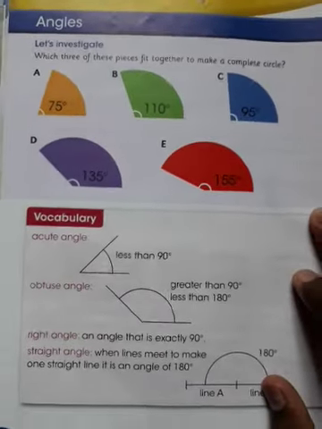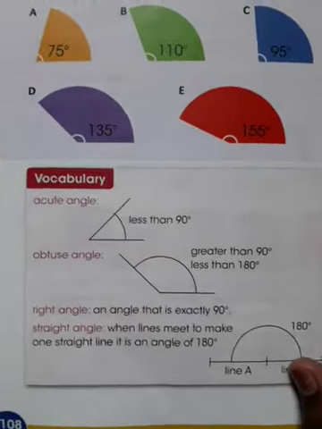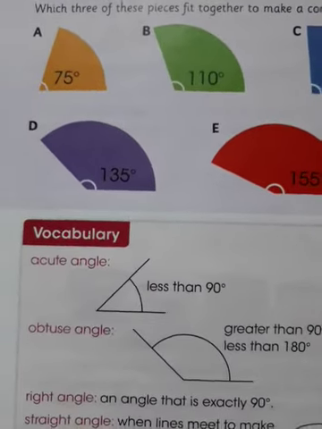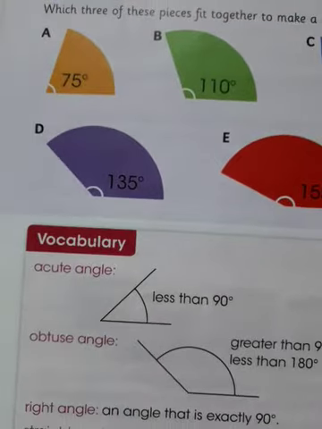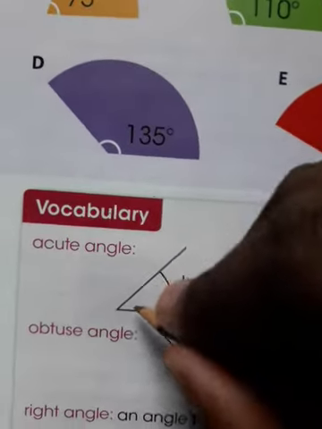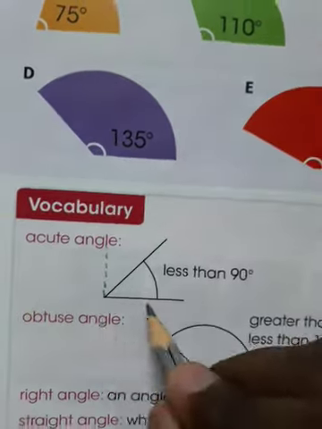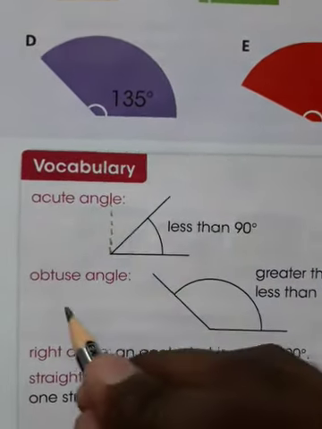Today our topic is angles, from page number 108. First of all, before we start the concept, we need to learn some basic concepts. What is the acute angle? An acute angle means it's less than 90. You know that this is 90 degrees. We already learned a lot of times what 90 degrees is. So this is less than 90. It's called an acute angle.